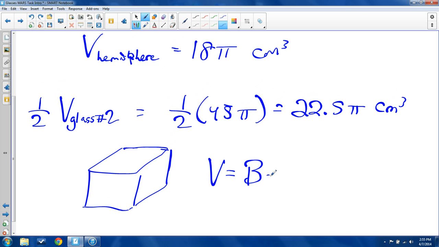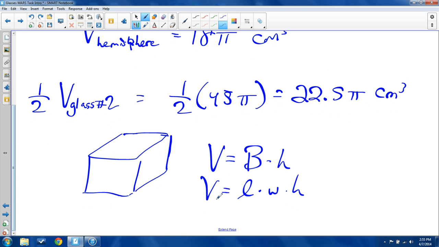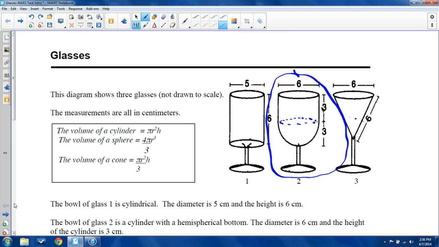Then I'd say, well, if the volume of a prism is area of base times height, and area of base is length times width, and let's say they give you length and width as 5 and 6, then you have 22.5 pi equals 5 times 6 times h, and you just solve for h, because you have all these numbers here. The problem is, this glass is not consistent of one formula.